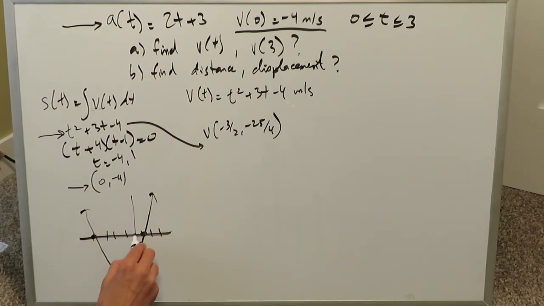And we know our interval is from 0 to 3. So when we look at this area bounded by the curve with regards to the interval from 0 to 3, we can see there's a region below the curve and there's a region above the curve.